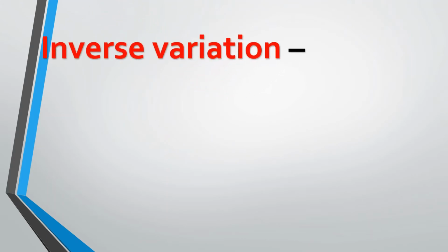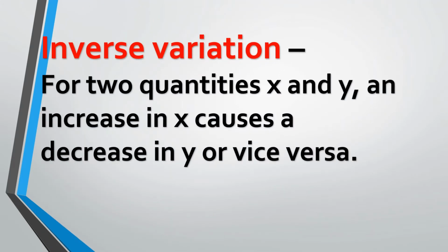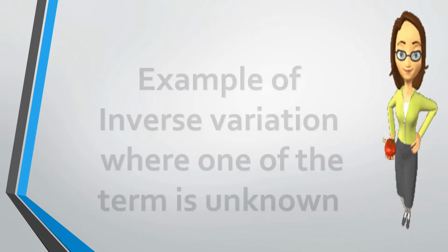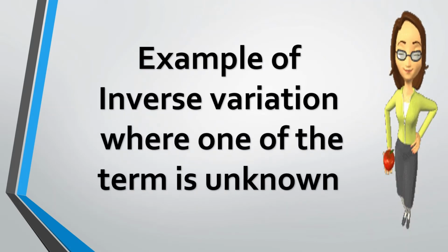So now, we are in inverse variation. For two quantities x and y, an increase in x causes a decrease in y, or vice versa. When one quantity decreases, the other quantity increases. Next, an example of inverse variation where one of the terms is unknown.